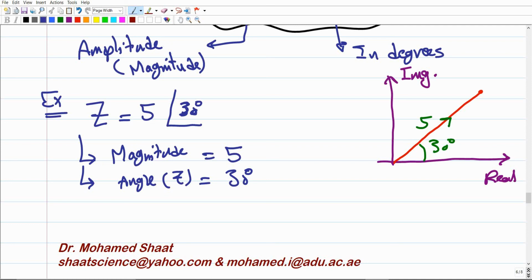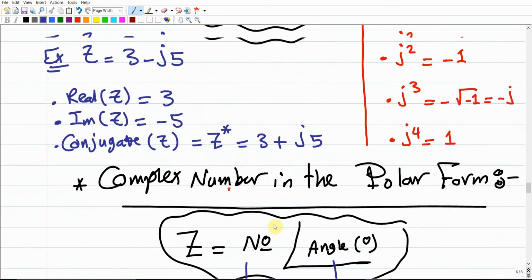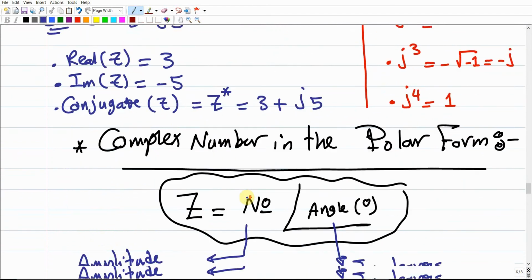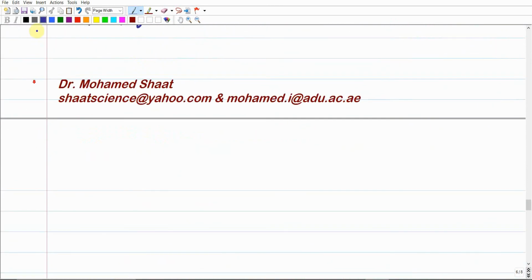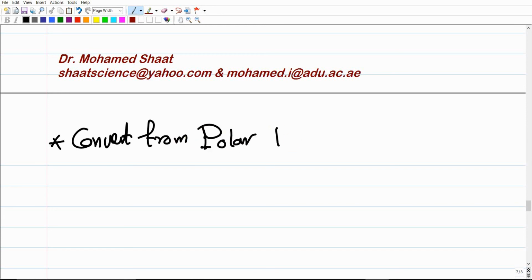Now how can we convert from the rectangular form to the polar form, or the opposite, how can we convert from polar to rectangular form? So now let us see how we can convert from polar to rectangular form.